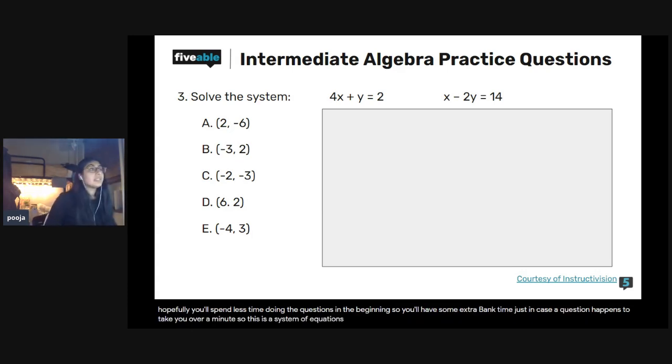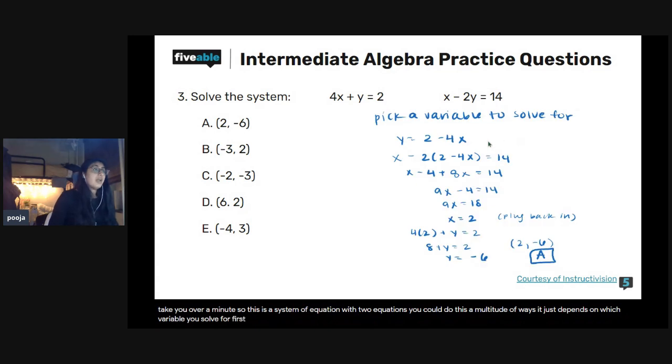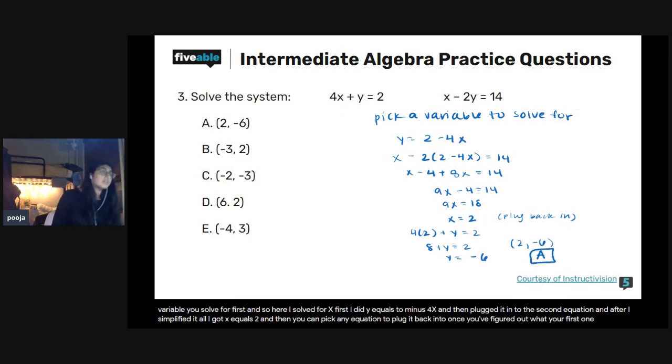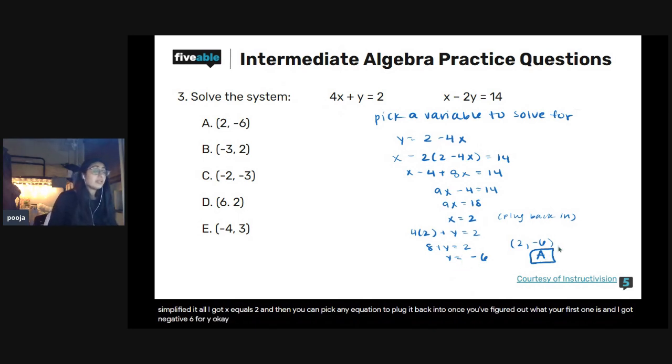So this is a system of equations with two equations. You could do this a multitude of ways. It just depends on which variable you solve for first. And so here I solved for y first. I did y equals 2 minus 4x, and then plugged it into the second equation. And after I simplified it all, I got x equals 2. And then you can pick any equation to plug it back into once you've figured out what your first one is. And I got -6 for y. Okay, and so the answer for that is A.